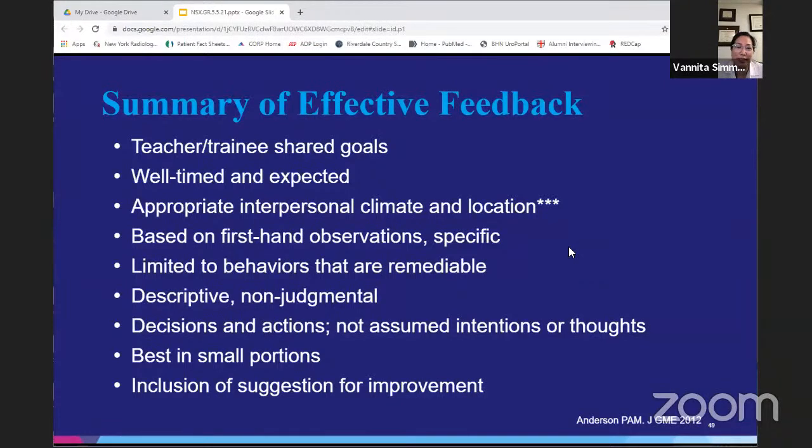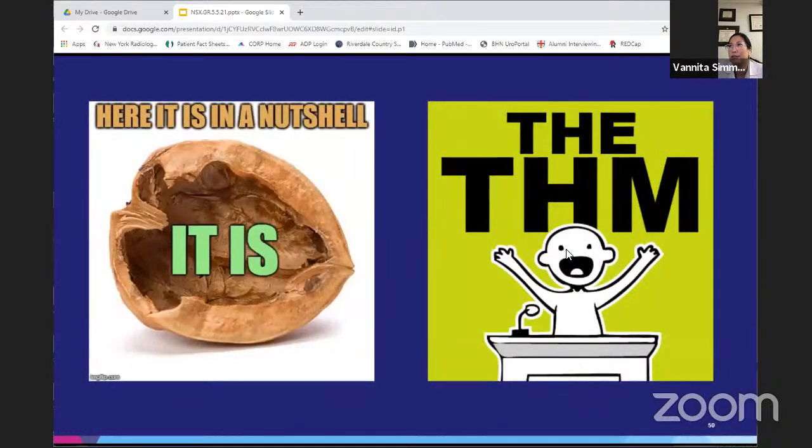Focus the feedback on decisions and actions. Don't assume thoughts or judgments or anything internal. It's best done in small portions, and of course, include suggestions for improvement. So here it is in a nutshell.